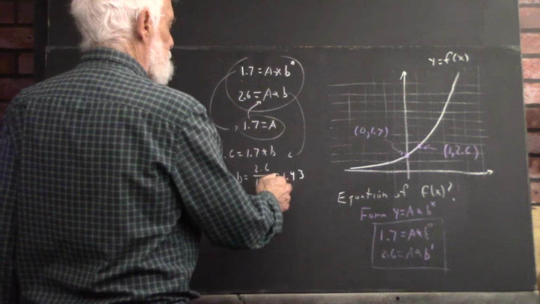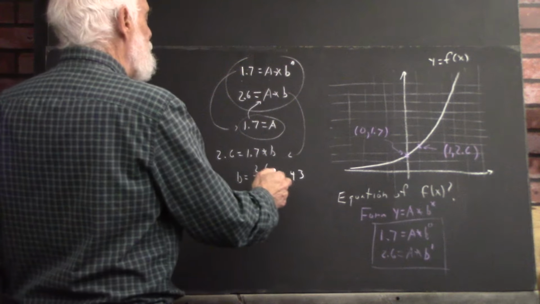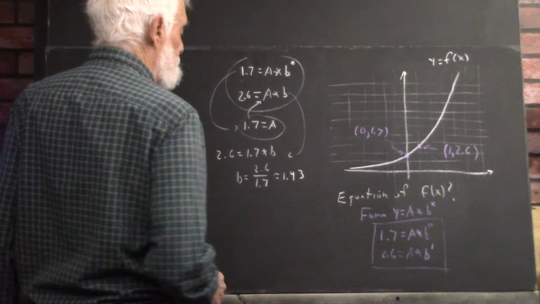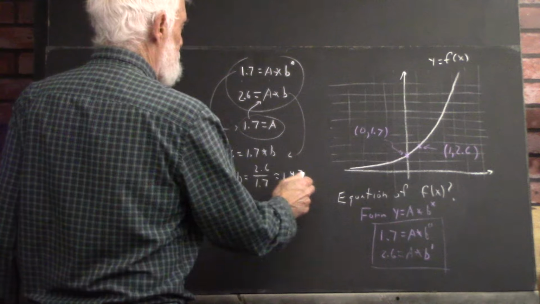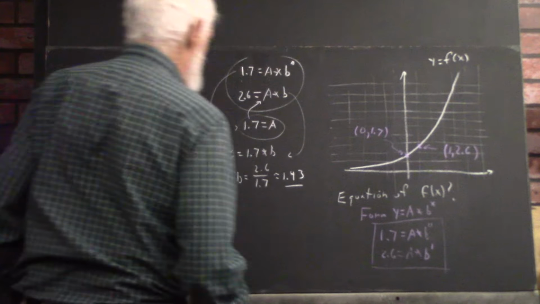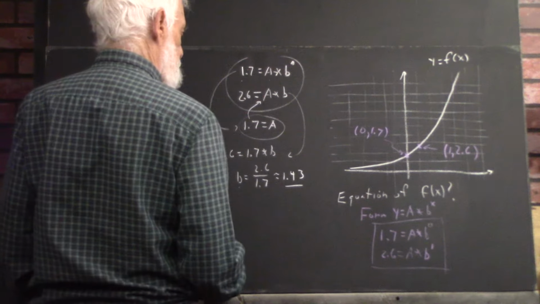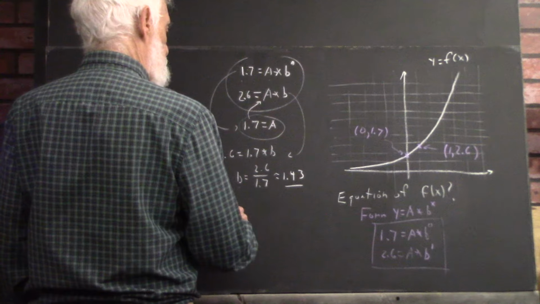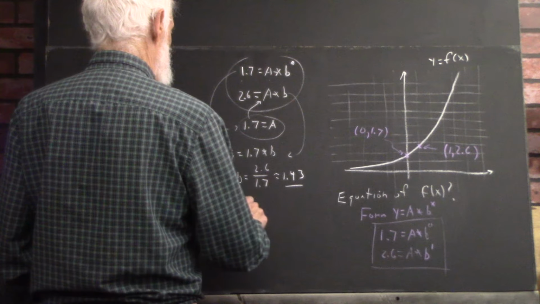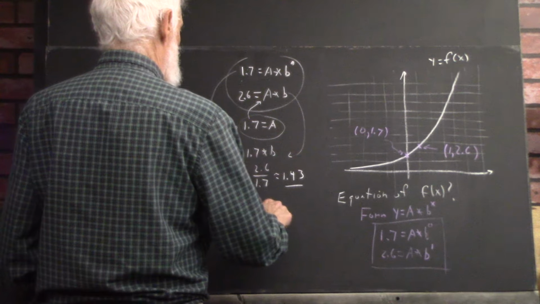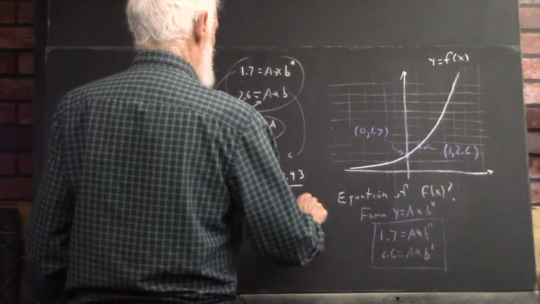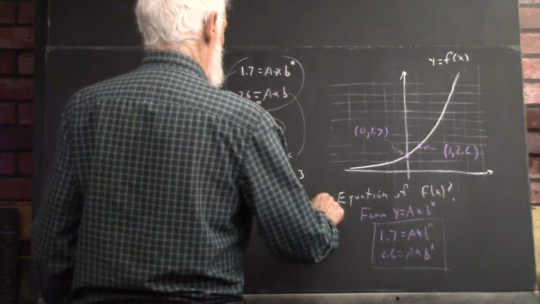And of course, any approximation that only has 3 significant figures, when this number goes on quite a ways before it starts repeating, is not going to be completely accurate. But then we used estimates here that weren't completely accurate anyway. So B is, we're going to say approximately 1.43. So our model is approximately 1.7 times 1.43 to the x.